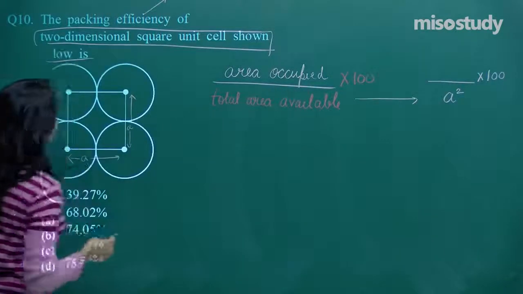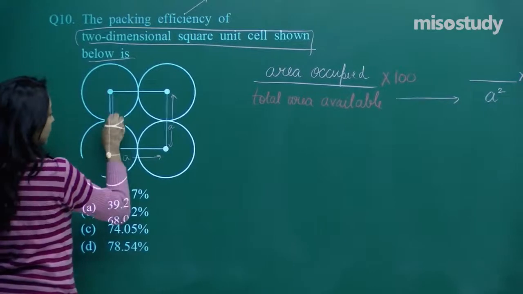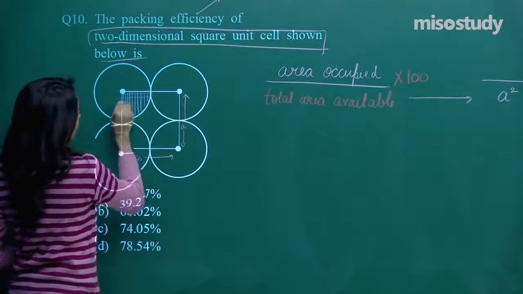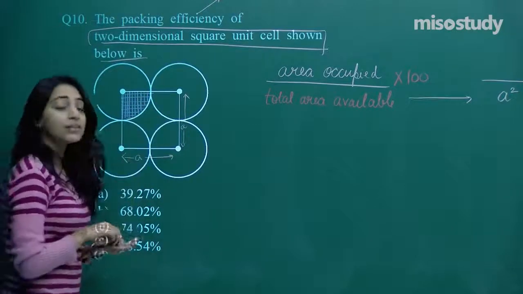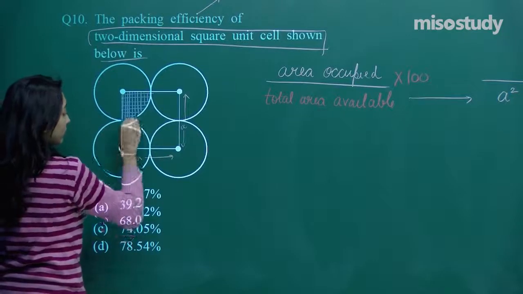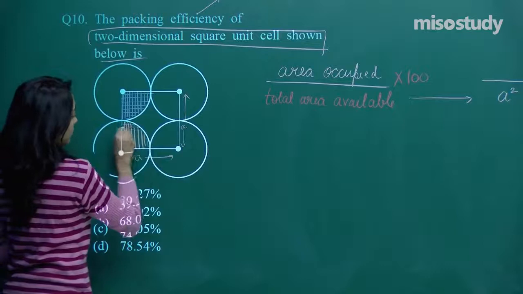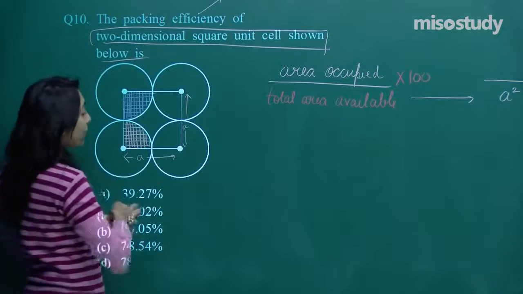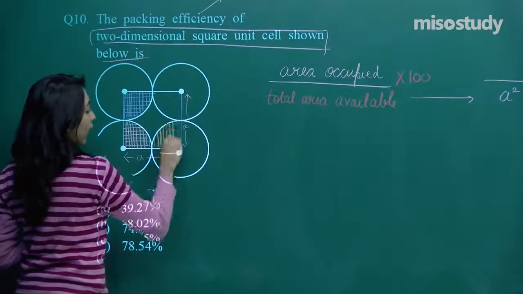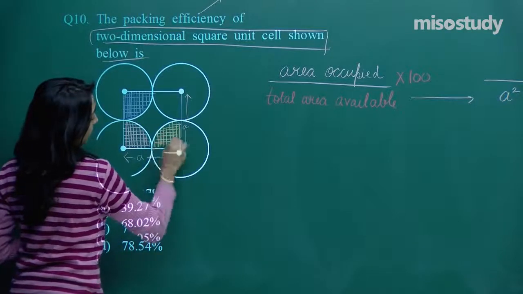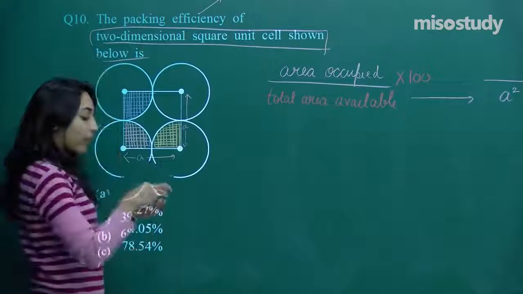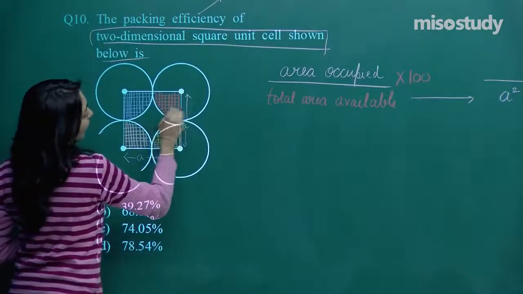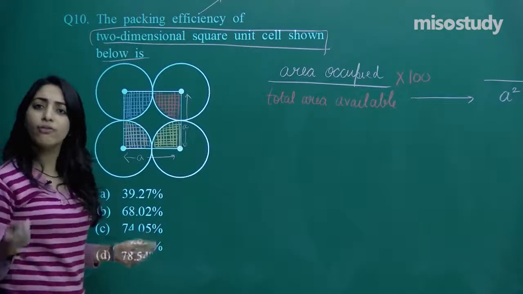Now we simply need to figure out what is the area occupied. So guys, can you say that the area occupied is something like this? 1/4 of the area of this circle plus 1/4 of the area of this circle, so making it a total of half the circle, plus 1/4 of the area of this circle, that means 3/4 of the area of the circle, plus again 1/4 of the area of this circle, right? That means a total of area of one circle.